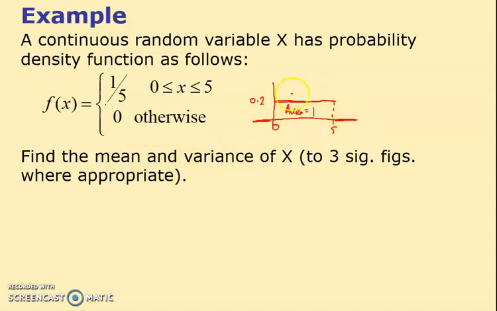Find the mean. Well, the mean is actually dead easy. E of x, can you see it's symmetrical? E of x must be therefore 2.5. I don't have to do any work at all for that. It's just bang in the middle. The other one may be a bit harder.